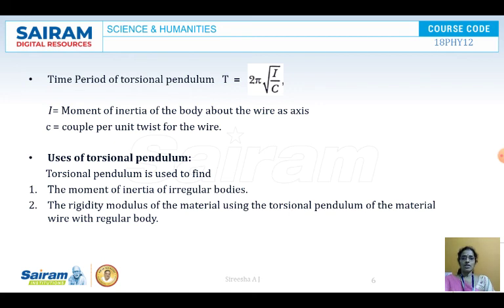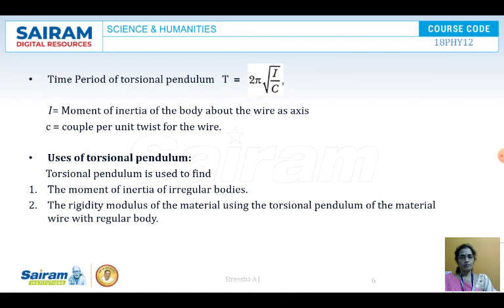Now we see the uses of this torsional pendulum. Why is madam telling all these torsional oscillations? The uses of the torsional pendulum, we have some applications. The torsional pendulum is used to find the moment of inertia of irregular bodies. There is an experiment for you to do in this physics lab. You are determining the moment of inertia of a given body, also of an irregular body.